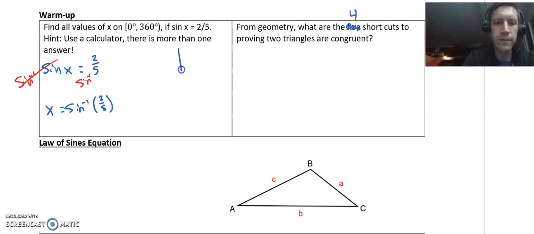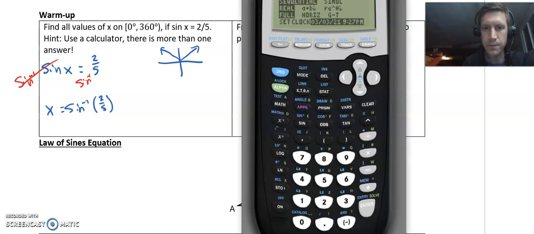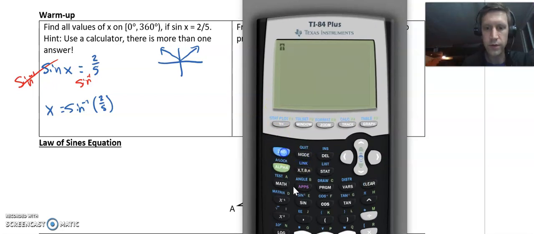Now remember, 2/5 is a positive sine value. Sine is like your y value, so we're going to be positive in quadrants 1 and 2. Before I do the calculation, the calculator is going to spit out one correct answer for me, and then I'm going to find the other angle that has the same reference angle as the first angle that I get on the calculator. So we're going to be in degree mode, and we want to do inverse sine of 2/5.